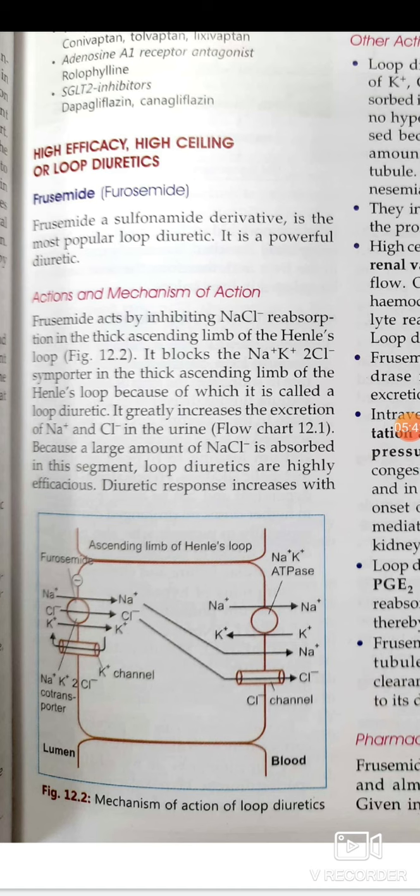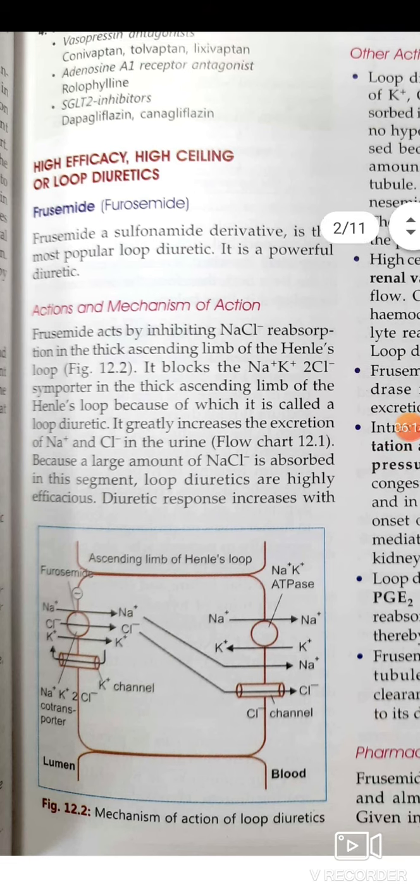Now, because a large amount of NaCl is absorbed in this segment, the loop diuretics are highly efficacious. You can also say that from the total amount of NaCl, about 90% of the NaCl is absorbed from the loop of Henle. So a major amount is absorbed from the loop of Henle, and these drugs inhibit at that site, and that's why they are highly efficacious.